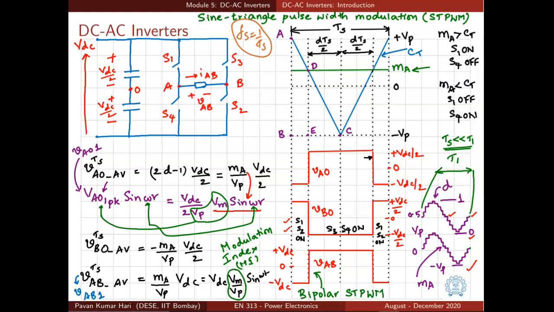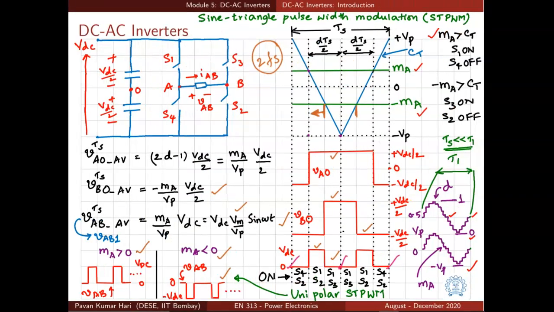It can also be shown mathematically that the first harmonic after 50 Hz, after the fundamental component, appears at 2Fs, that means 2 times the carrier frequency in the case of unipolar sine triangle PWM. So that is the advantage of unipolar sine triangle PWM over bipolar. It gives the same fundamental component, but the harmonics are pushed to even higher frequency. So with the same load inductance, your current will be smoother, and we shall see that using an example.